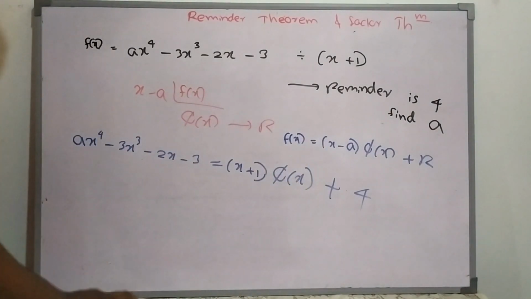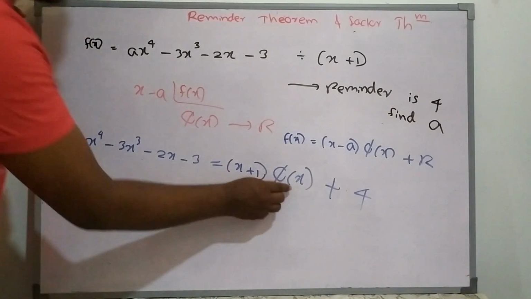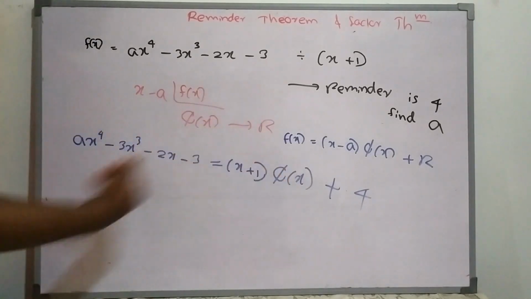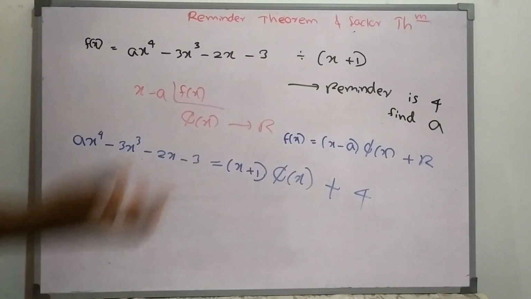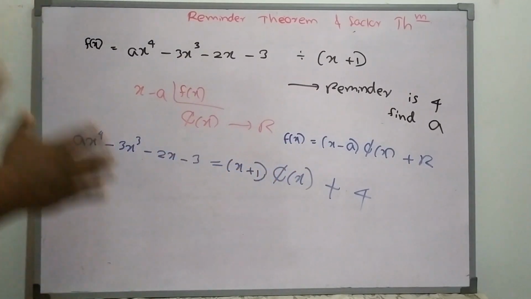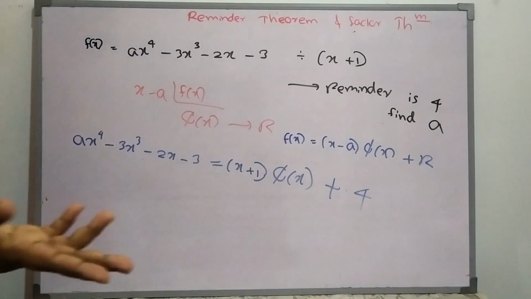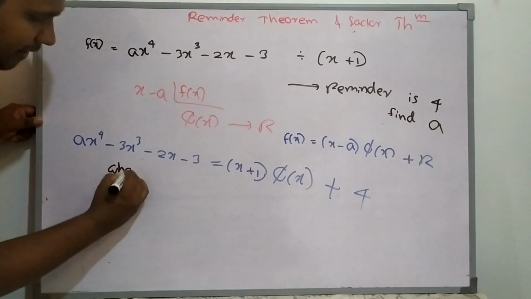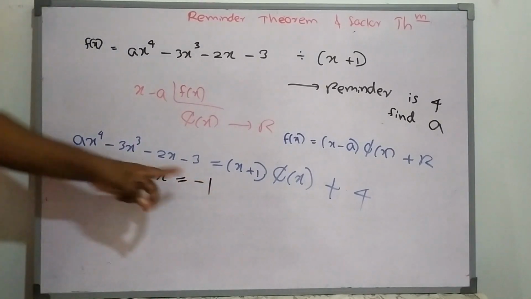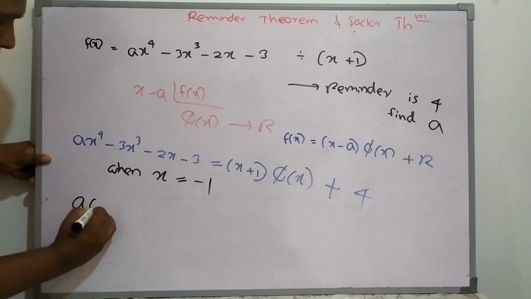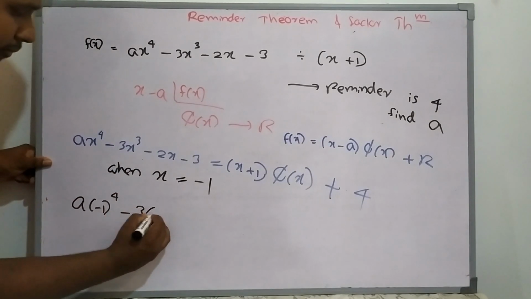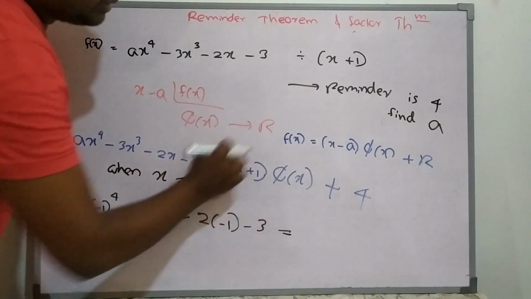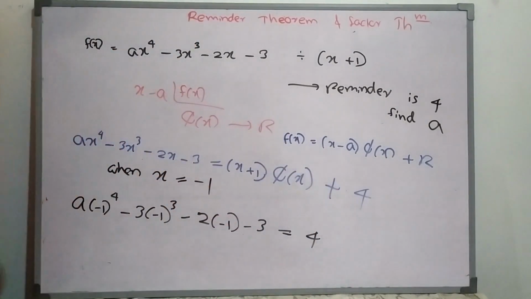Now I just need to find a. Here you can see this psi(x). Psi(x) is not a known function. We don't know anything about psi(x), and there's no point in keeping this psi(x) here, so I'm going to remove it. What is the method of removing psi(x)? We can put x equal to minus 1. When x equals minus 1, we get a times minus 1 to the power 4, minus 3 times minus 1 to the power 3, minus 2 times minus 1, minus 3. Here the psi term becomes 0, and this is 4.